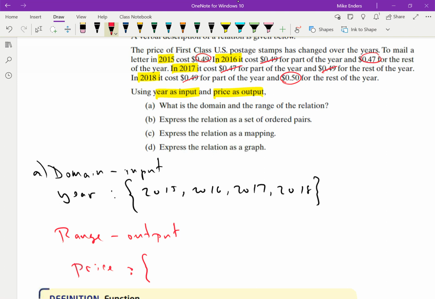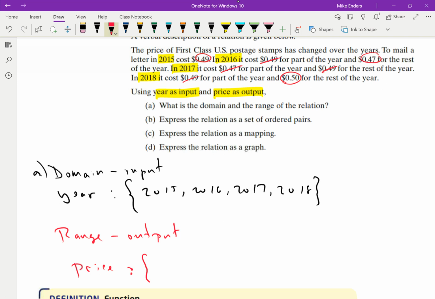Typically, when we write these, we don't list the repeats. So I had several 49s in there, several 47s. I'm not going to list those more than once. When we list things out, we're listing the things that are used, the things that are possible. So I do not have to repeat anything.